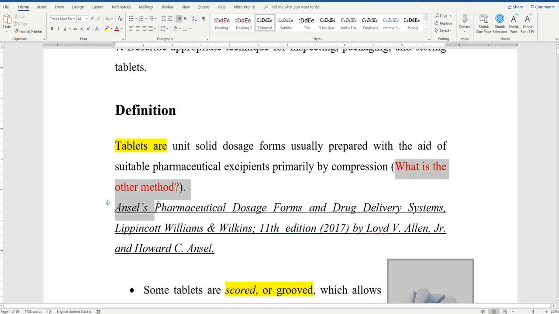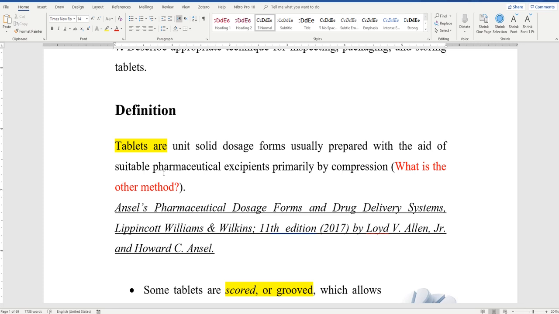What is the other method? Okay, I will answer this. You don't have to do it as a homework, but the other way is molding. We prepare tablets in molds. These molds, the tablet will take the shape of the mold. Okay?